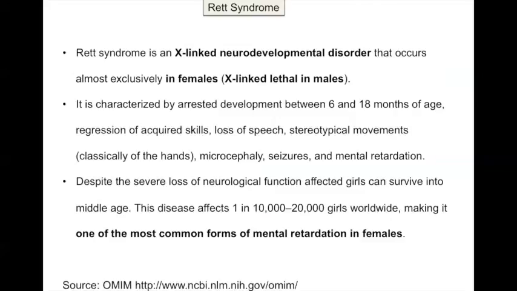Rett syndrome is an X-linked neurodevelopmental disorder. This means it is due to a mutation in a gene carried on the female X chromosome. It is lethal in males. Males have only one X chromosome, and if this gene is mutated, then that is lethal.